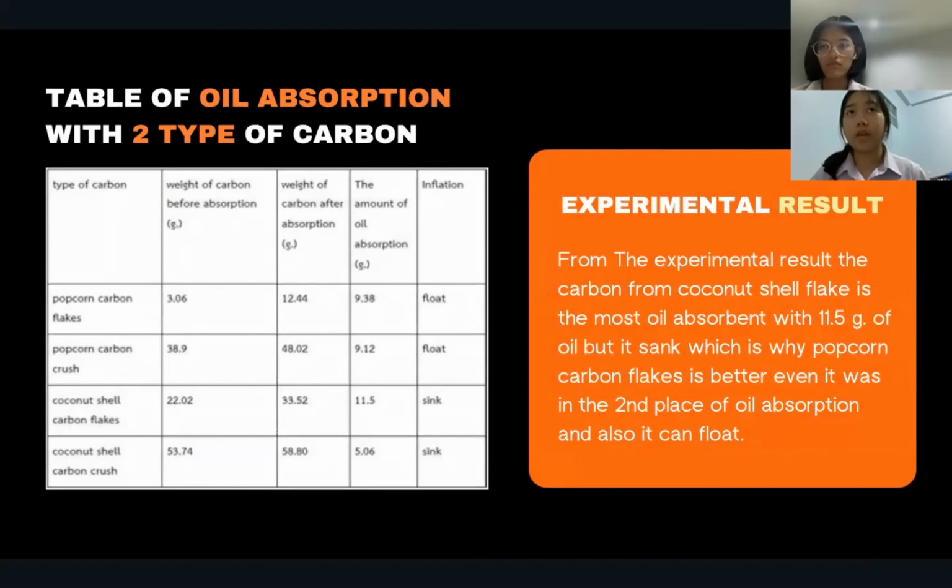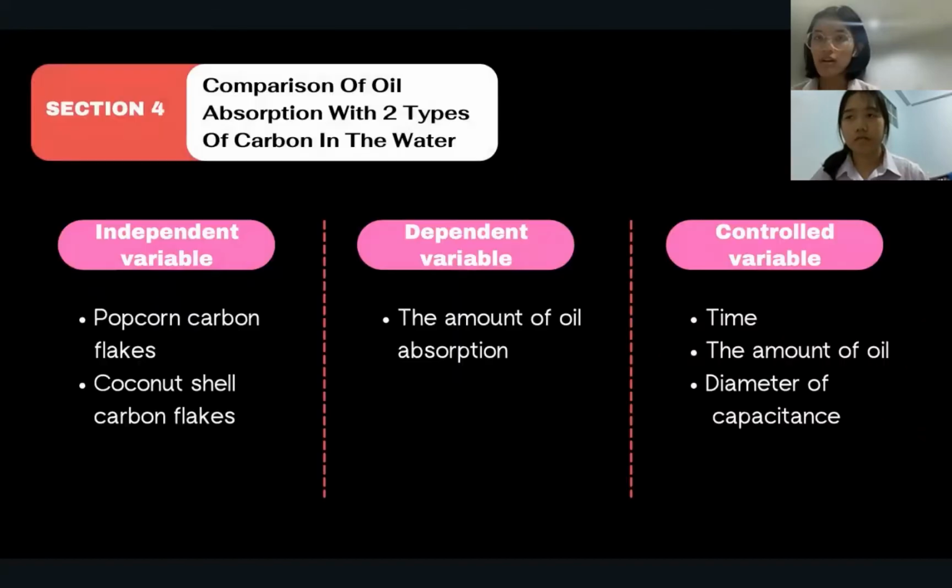This is the table of oil absorption with two types of carbon. From the experiment results, the carbon from coconut shell flakes is the most oil absorbent, with 11.5 grams of oil. Popcorn carbon flakes is better because it was in second place for oil absorption and can float.